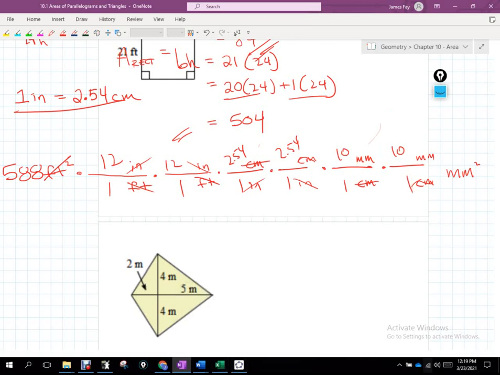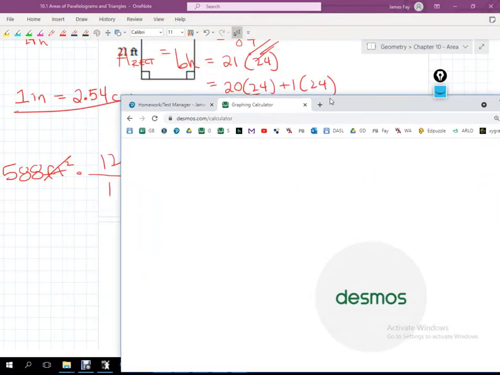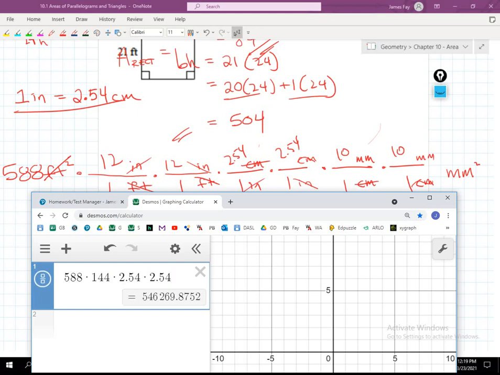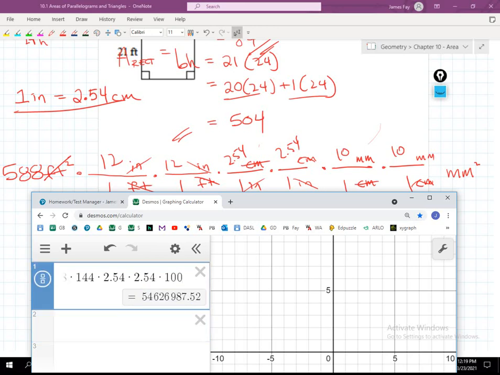So in this case, if I want to go from feet squared to millimeters squared, it turns into all multiplication for us. So we go 588 times 12 times 12 is 144 times 2.54 times 2.54, then times 100, and that would be how many millimeters squared that is. So that's, what, 54 million square millimeters. Is that all right?